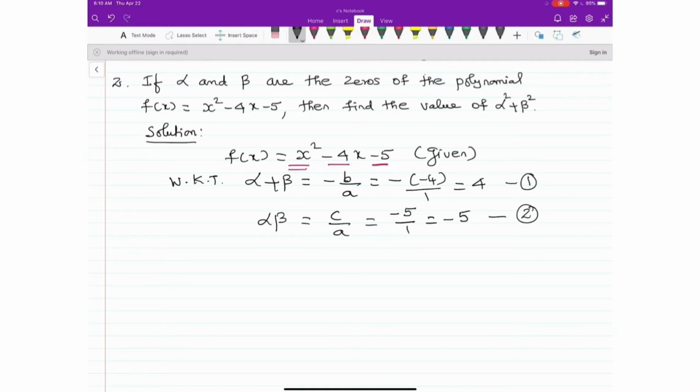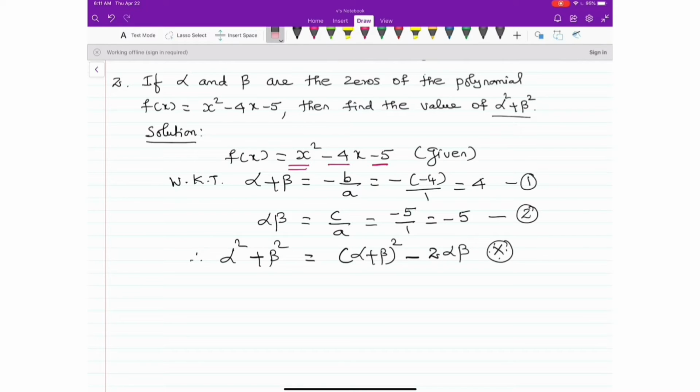You have to find the value of alpha square plus beta square. So alpha square plus beta square is equal to alpha plus beta the whole square minus 2 alpha beta. How am I getting this? You just write the formula for alpha plus beta the whole square, and from there find out what alpha square plus beta square is. You will be getting this particular expression.